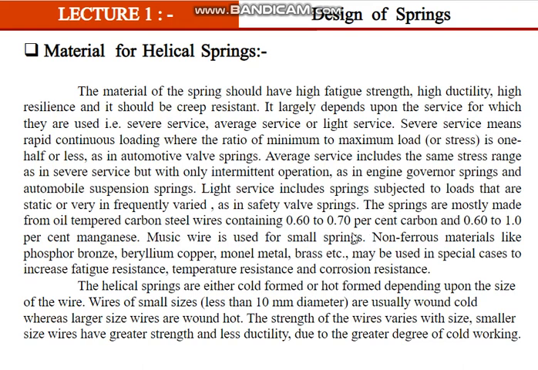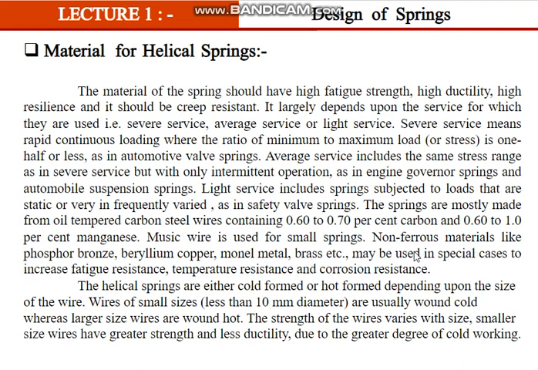The springs are mostly made up of oil tempered carbon steel wires. These are the materials. We are talking about materials. Oil tempered carbon steel wires having 0.6 to 0.7 carbon percent and 0.6 to 1% manganese. Music wire is another material, used for small springs. Then non-ferrous materials like phosphor bronze, beryllium copper, monel metal, brass, etc. may be used in special cases to increase fatigue resistance, temperature resistance, and corrosion resistance.